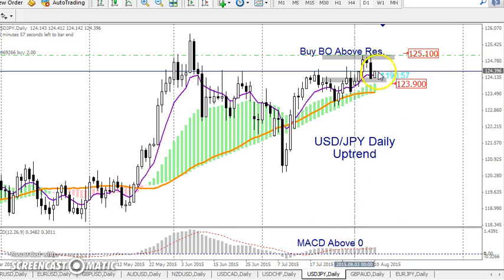I expect price to go higher to at least retest the resistance, and if it bounces back down, then price will come back down lower again, and it will probably consolidate for a few days before testing the high once more and then breaking above the 125.10 area. So I do expect price to continue going higher. There's no reason why it shouldn't. The US currency is still fairly strong, and there you go.